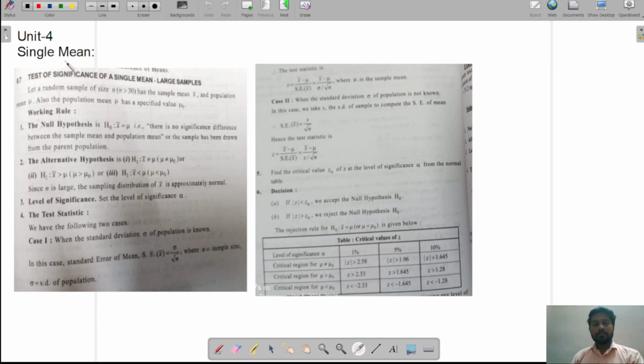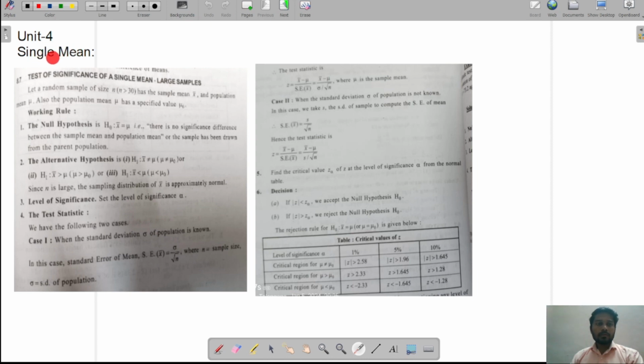Hello students, welcome to the next lecture, Unit 4, large sample. This large sample unit contains 4 methods. What are those? Number 1, single mean. Number 2, two mean. Number 3, single proportion. And number 4, two proportion. Among those 4 methods, let's now discuss the single mean.